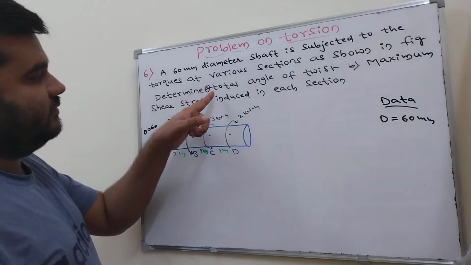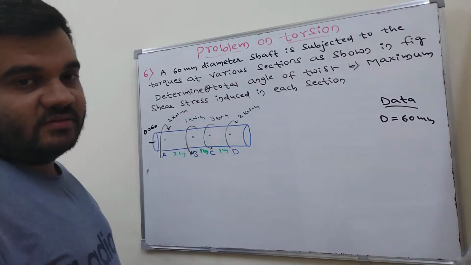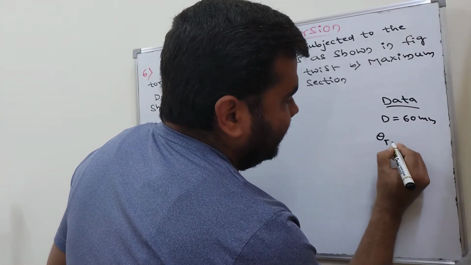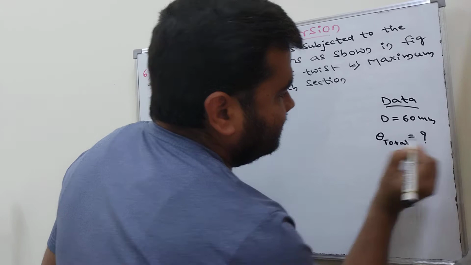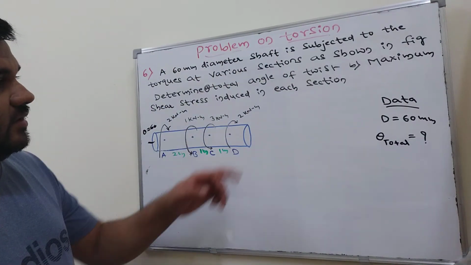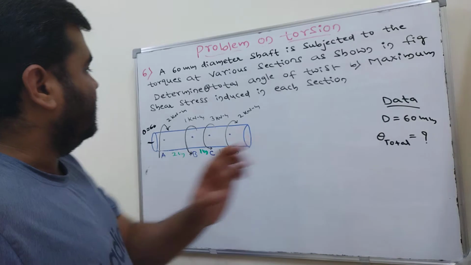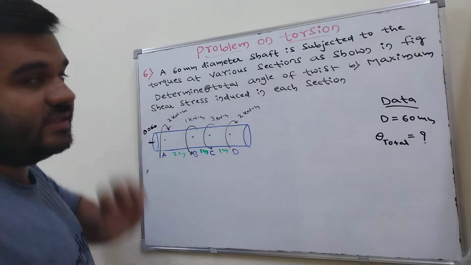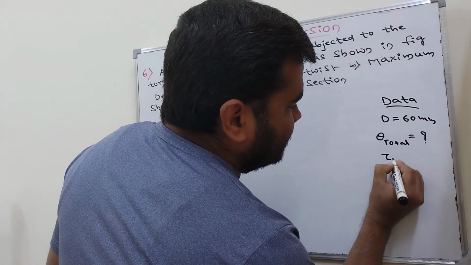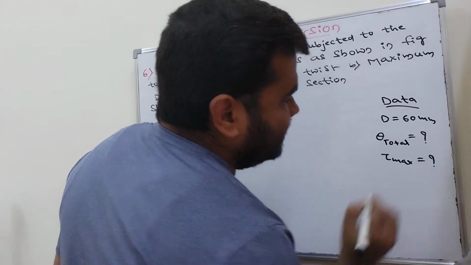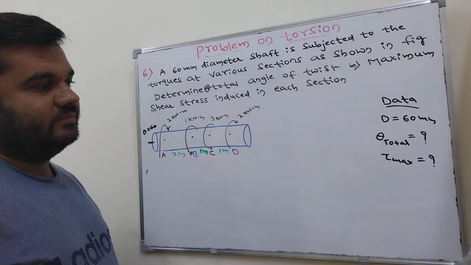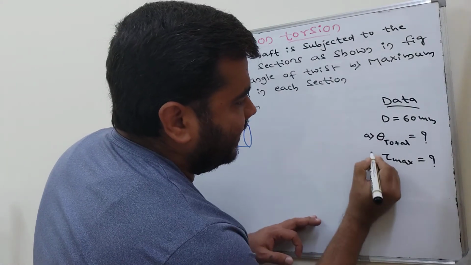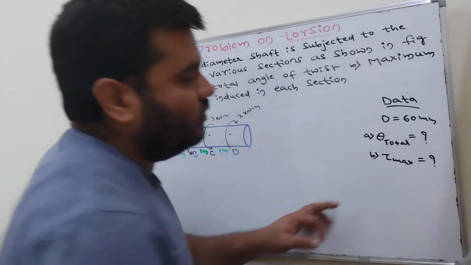Determine, first, part A, the total angle of twist. What is the total angle of twist, theta total, equal to, how much we need to calculate. Next, part B, the maximum shear stress induced in each section, in this section, in this section, in this section. You need to calculate the maximum shear stresses in each section. First we'll go to part A, how to calculate the total angle of twist. Then we'll go for part B.